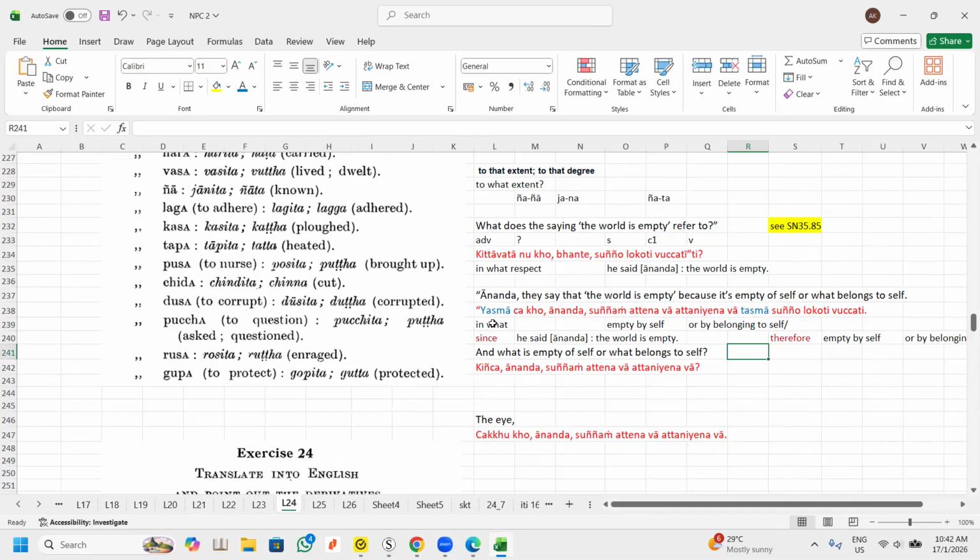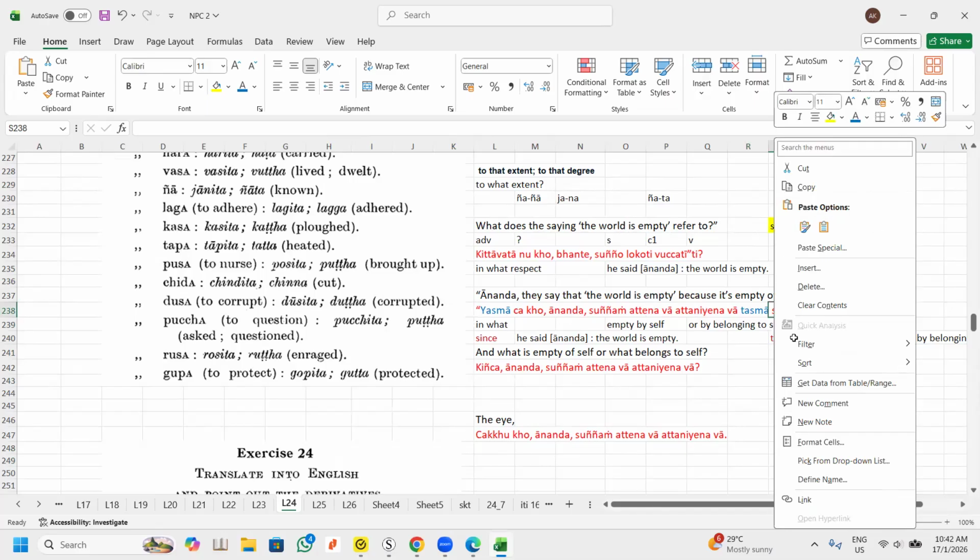Also, it can change the case. So this is something that cannot follow the book every time. It will follow the logic of the meaning. That means you say "since". Can you see the word?